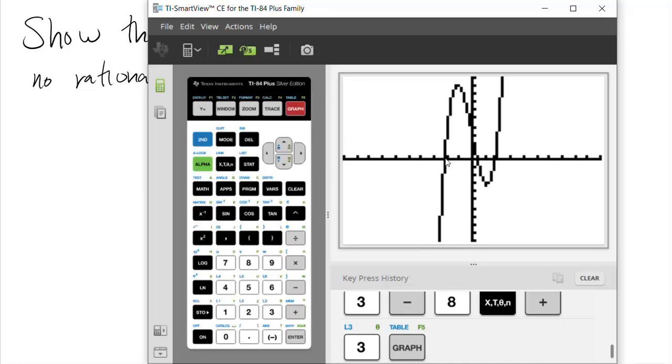It looks like there's a solution around -2, there's a solution between 0 and 1, and it's hard to tell where that last solution is, but it looks like it's just bigger than 3. This equation has 3 real solutions, but none of them are rational numbers. How do you prove that?